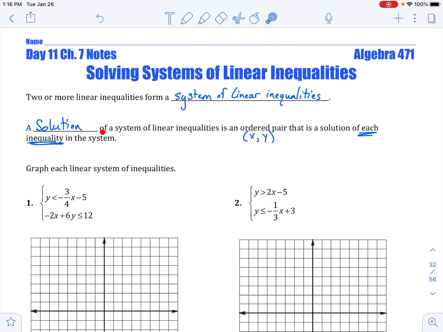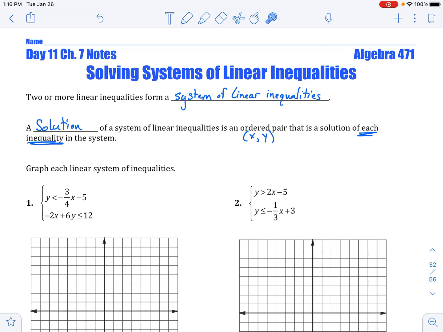A solution of a system of linear inequalities is an ordered pair, like x comma y, as written here, that is a solution, I want to emphasize here, to each inequality in the system. So how do you know whether or not an ordered pair is a solution? It has to satisfy being a solution to each inequality.